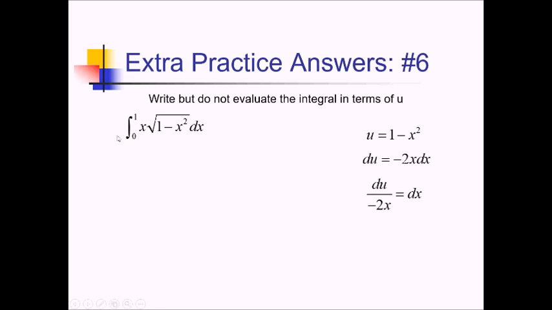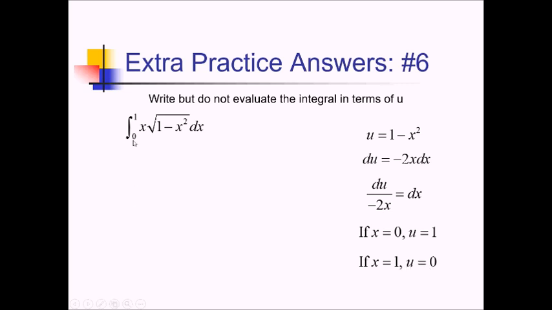All right, let's talk about the limits of integration, 0 and 1. If x is 0, because these are x values here, u is going to be 1 minus 0 squared, which is just 1. And if x is 1, well, now we've got 1 minus 1 squared for u, which is 0. Well, that's kind of interesting.